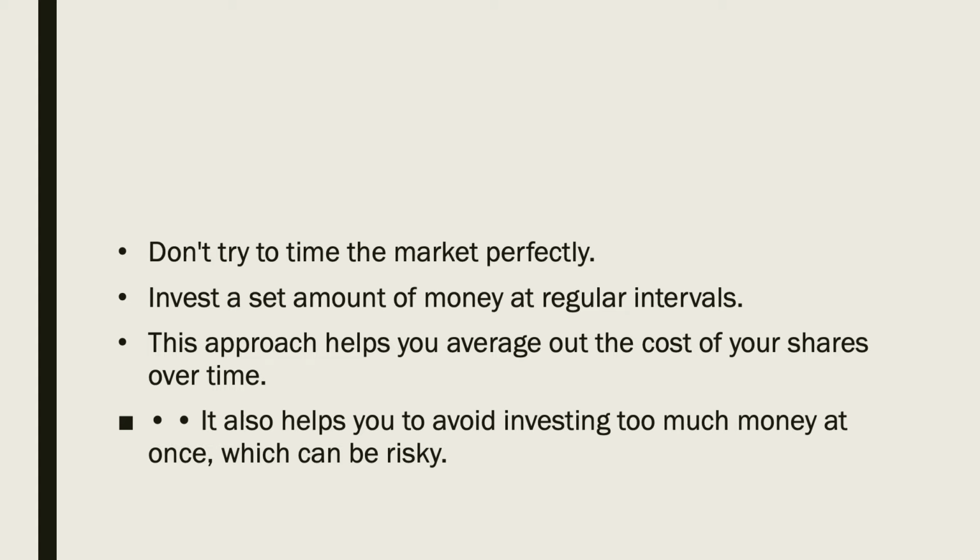When you've identified an undervalued company, it's important to build your position gradually. This means investing a set amount of money at regular intervals, such as once a month. This approach is known as dollar cost averaging. It helps you average out the cost of your shares over time, but it also helps you avoid investing too much money at once, which can be risky if the stock price suddenly drops. So use a lot of caution in these types of strategies.